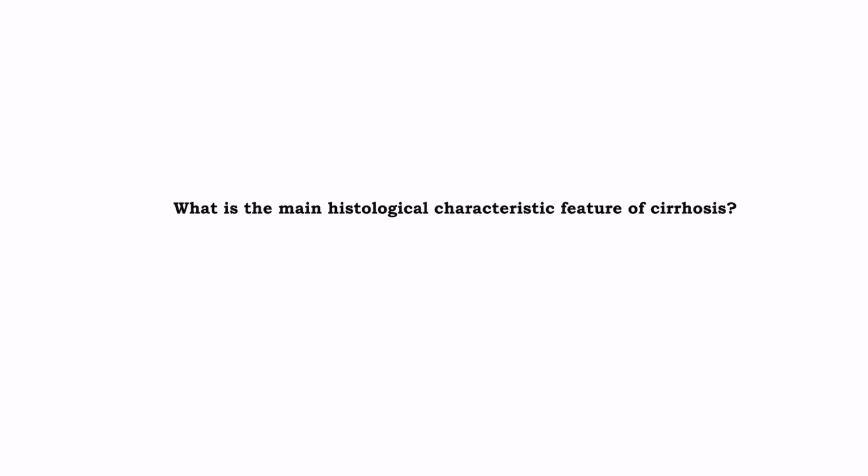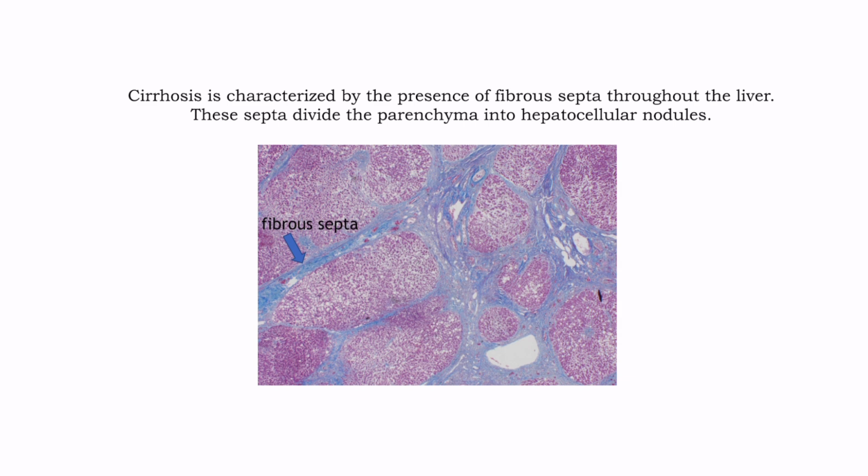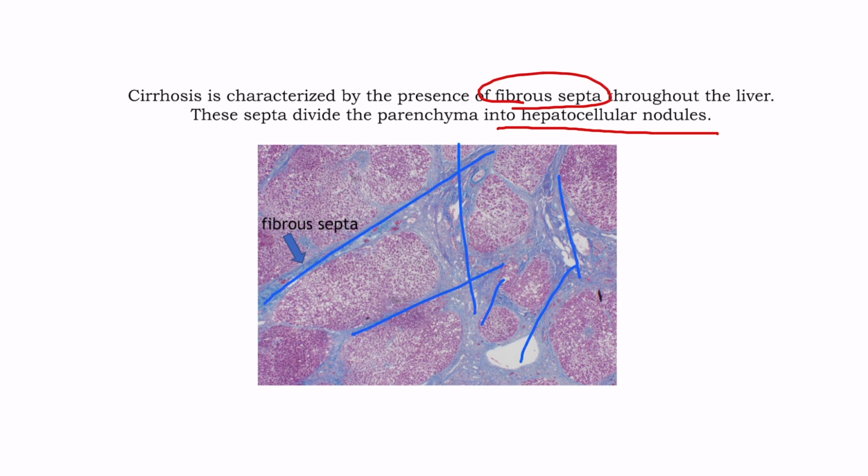What is the main histological characteristic feature of cirrhosis? Cirrhosis is characterized by the presence of multiple fibrous septae throughout the liver. These septa divide the parenchyma into hepatocellular nodules. In this slide of cirrhotic liver, we can see multiple fibrous septae all over the slide, with residual liver parenchyma divided into nodules.